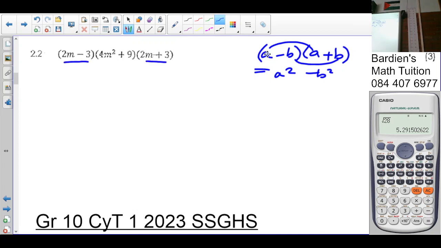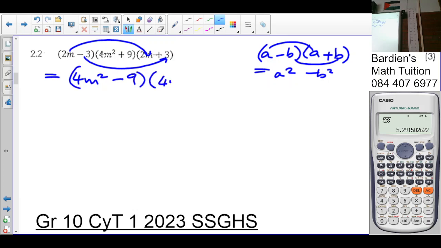But remember, it's 2m minus 3 times 4m squared plus 9 times 2m plus 3. All three brackets must be multiplied by each other. But it's going to be easier if I multiply the first and the last here. So 2m times 2m gives you 4m squared. -3 times 3 is -9, into 4m squared plus 9. So that still must be multiplied. Again we multiply the first and the last. 4m squared times 4m squared gives you 16m to the power 4. Negative 9 times 9 gives you positive 81.